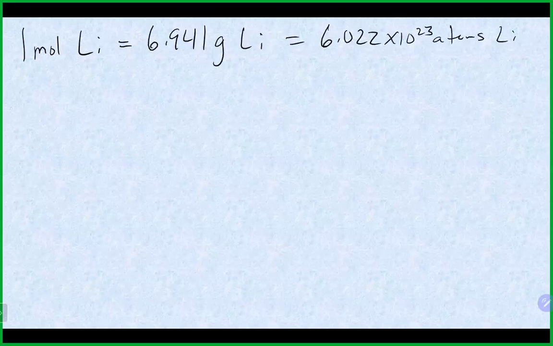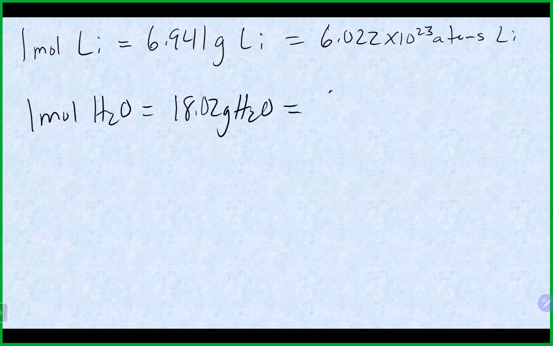Just like I know if I have 1 mole of water, I have 18.02 grams of water in that 1 mole, and I know I have 6.022 times 10 to the 23 molecules of water in that mole. So that's the relationship between all of them.